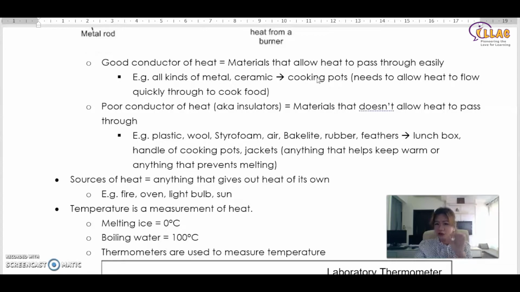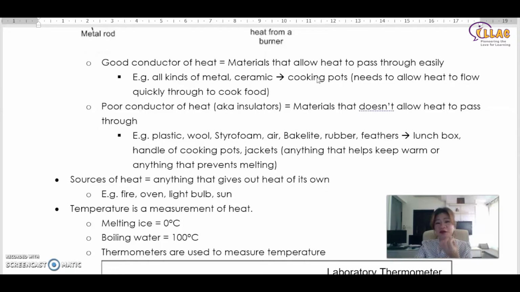Why is that so? Because there is heat in the environment and the drink is colder than the environment. If the material that contains the cold water is a good conductor of heat, it will allow the heat from outside to enter the cold drink, therefore warming it up. But if you have a poor conductor of heat, the heat from the surrounding will not be able to enter or affect the temperature of the cold water that quickly, therefore maintaining the cool temperature of the water inside the container. That is when you will want a poor conductor of heat material for a cold drink.